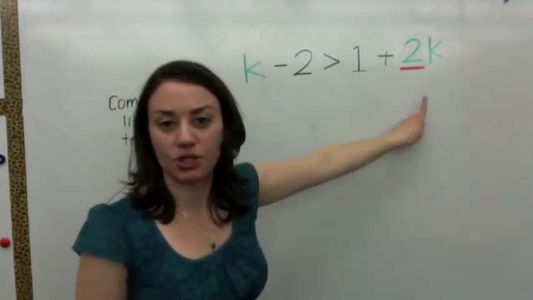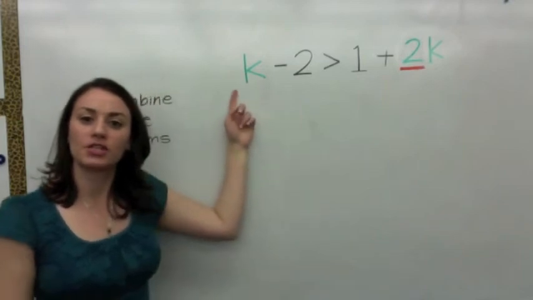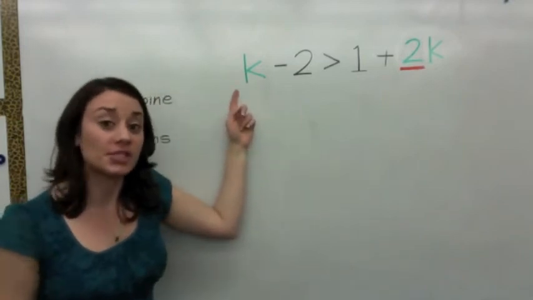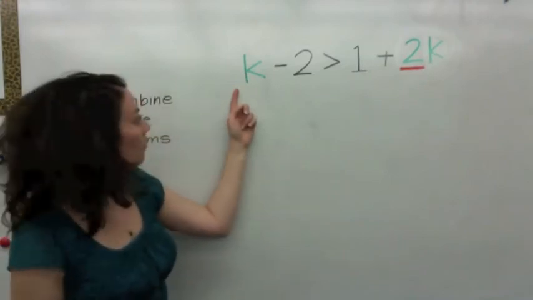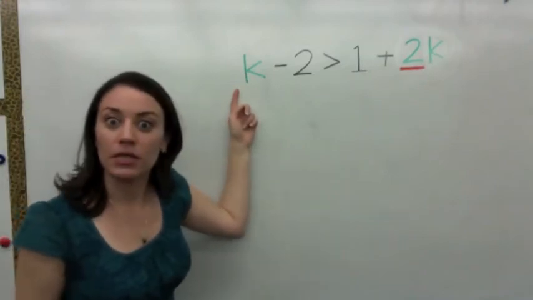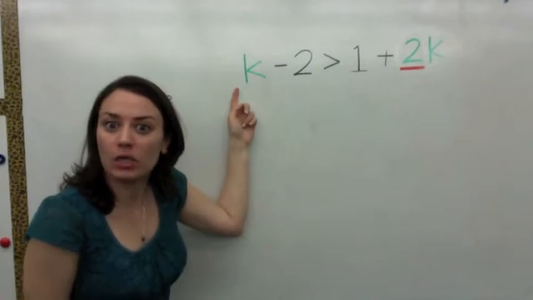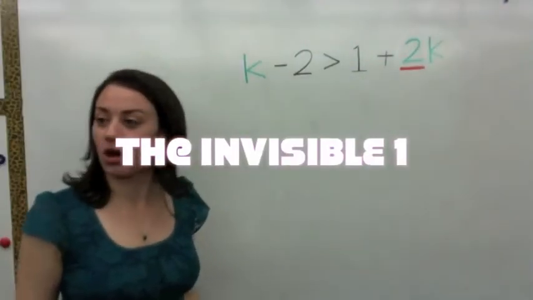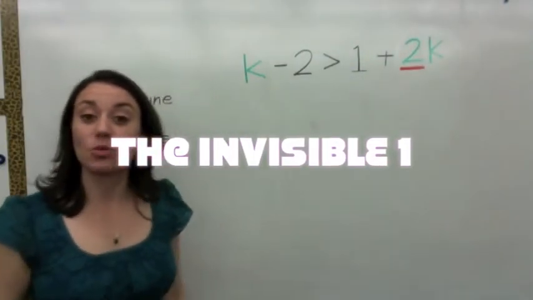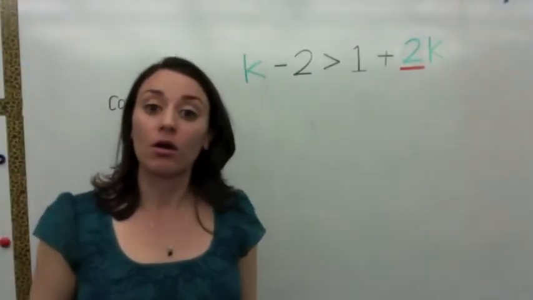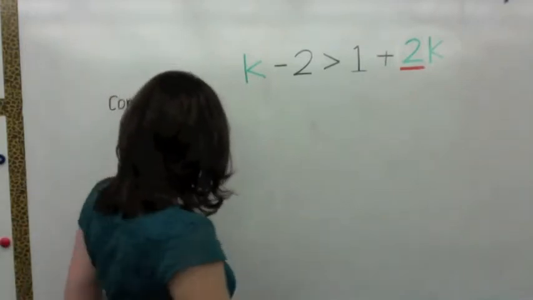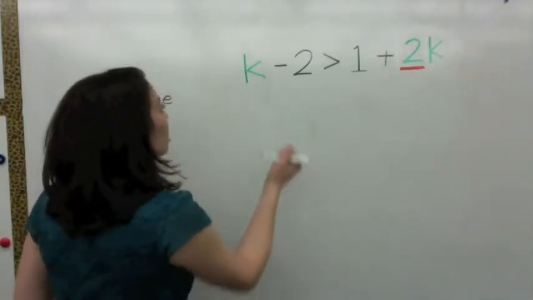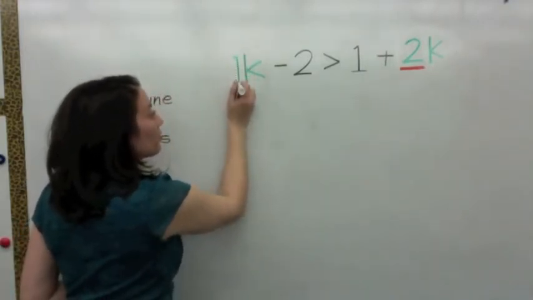So there's 2K over here. The coefficient is 2. What do you think the coefficient is right here? Can you see a number in front of K? No? I see it. It's invisible. It's called the invisible 1. What is it called? The invisible 1. So whenever you see a letter who's not married, you put a 1. Just like this. So that's usually going to be the first step.